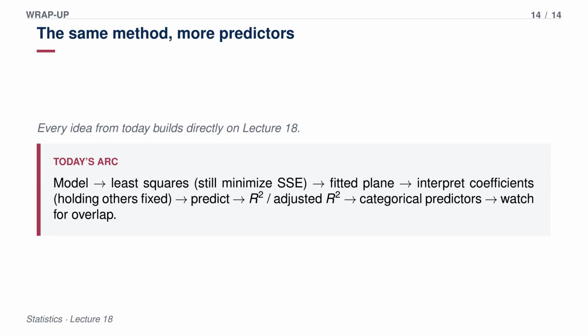So the whole arc today: same model as before, just more predictors. Same least squares, still minimizing SSE. A plane instead of a line. Coefficients read, holding the other fixed. R squared and adjusted R squared together, telling you whether a new predictor actually earns its place. And categories can join right in, coded as 0 or 1 flags.